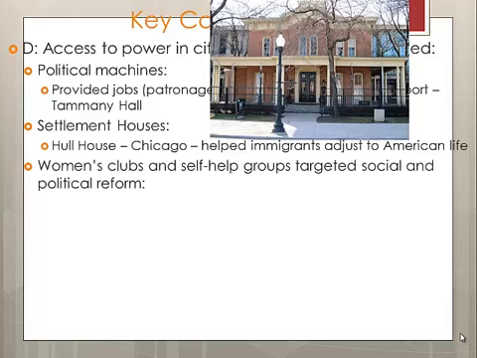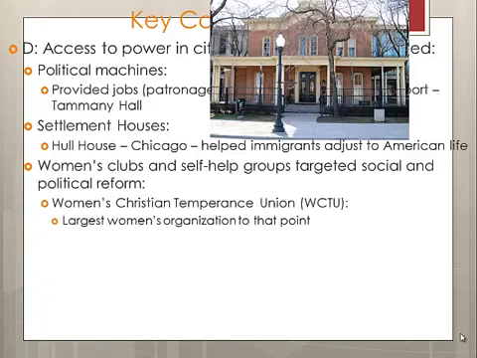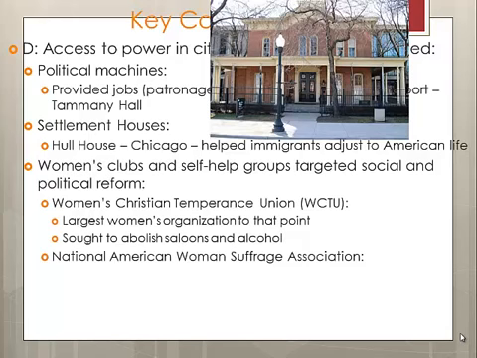Women's clubs and self-help groups targeted social and political reform. You see the Women's Christian Temperance Union, the WCTU. This was the largest women's organization to that point in American history, and they sought to abolish saloons and alcohol. They will play a very important role in the Prohibition movement to come in the early 20th century.